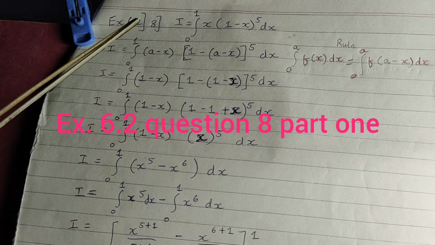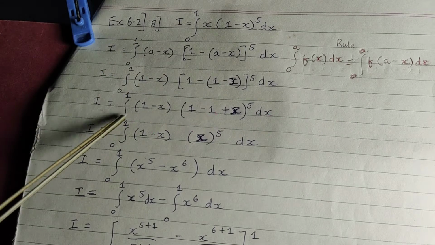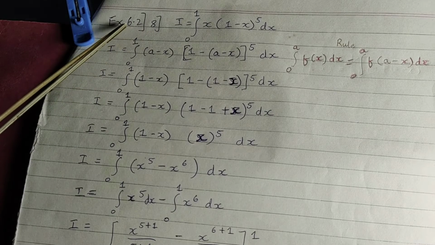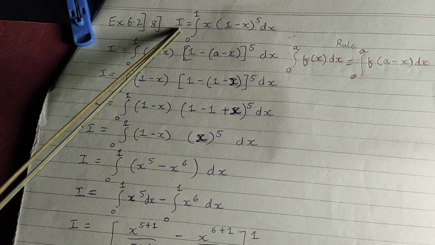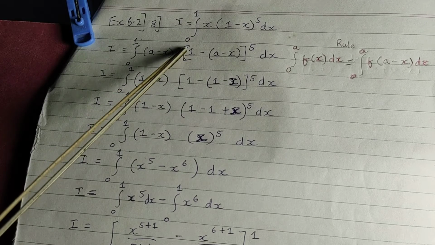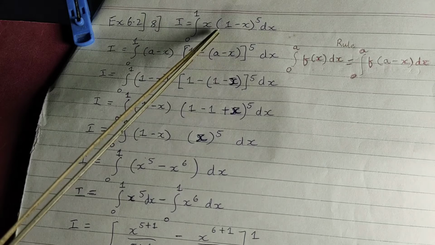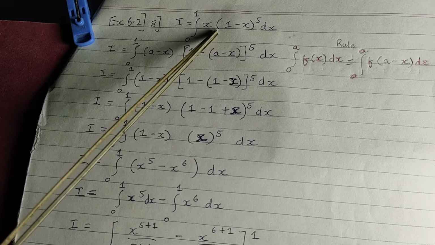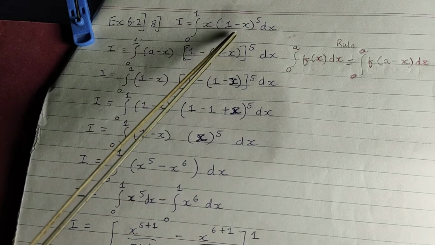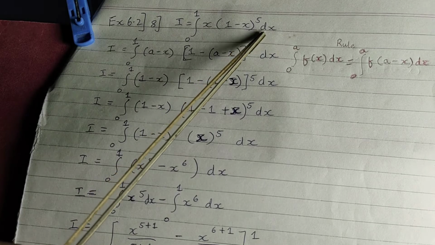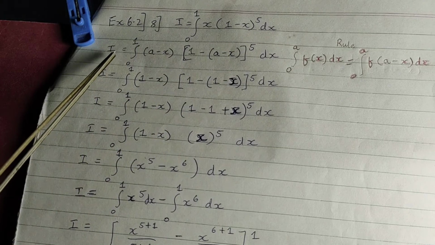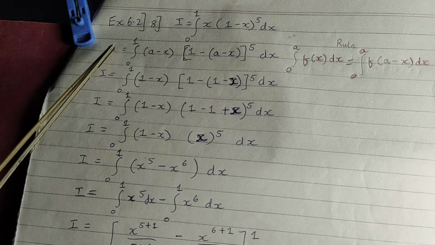6.2, the eighth problem. Okay, this is the solution for the eighth question. So 6.2, the eighth one, integration from lower limit 0 to upper limit 1, x in bracket open, 1 minus x raised to 5 dx. Okay, so this is I, integration I.